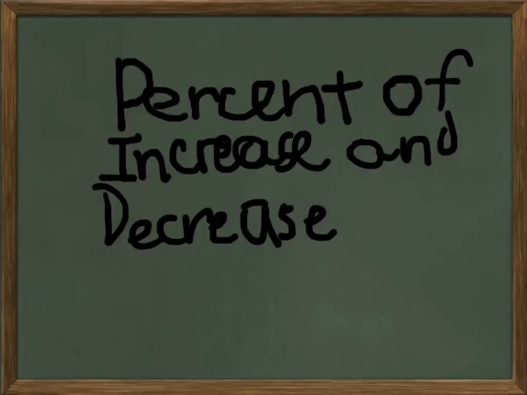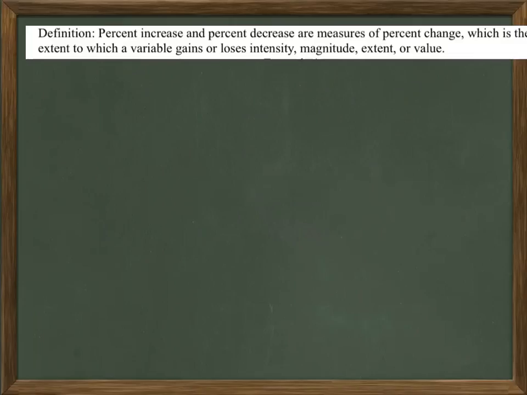Hello. Today we will be learning percent of increase and decrease. So the definition is that the percent of increase and percent of decrease are measures of percent change, which is the extent to which a variable gains or loses intensity, magnitude, extent, or value.